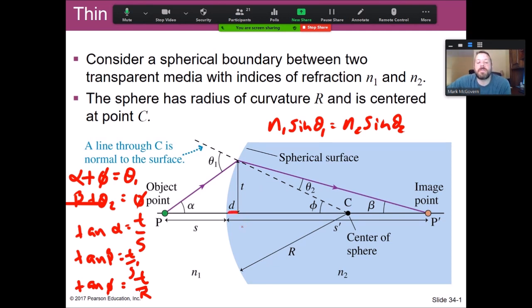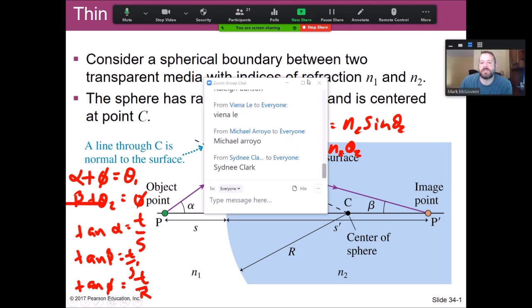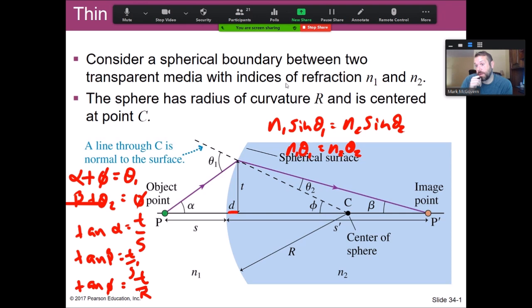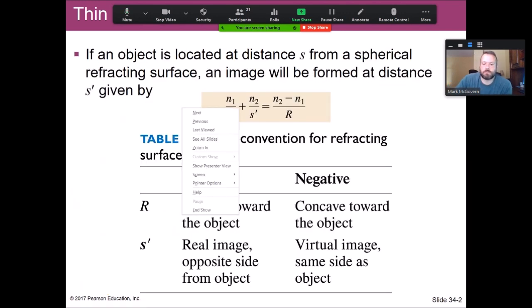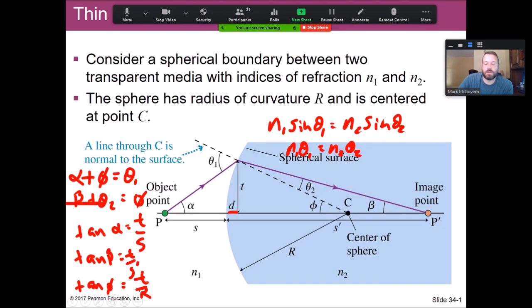So in the limit that we have small angles here, we have some simplifications. N1, theta 1, N2, theta 2. All tangents and all sines, because of the small angle approximation, just become their angle measures. So you can say here that alpha is approximately alpha, this is approximately beta, and this is approximately phi.